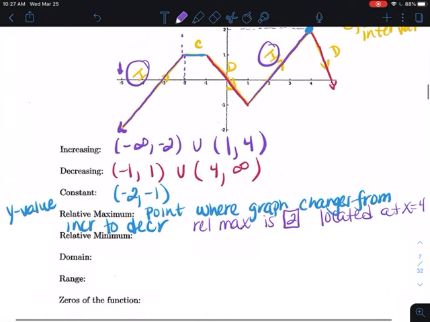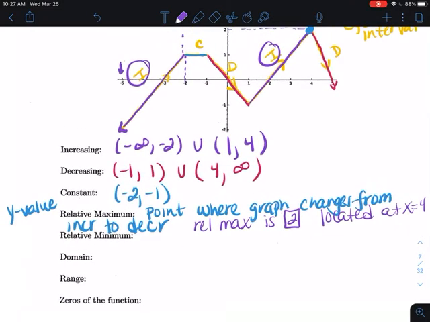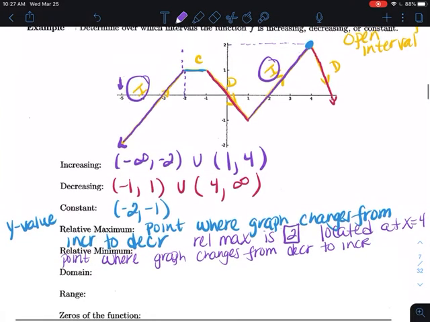All right. Relative min is the point on the graph where the graph changes from decrease to increase. That point will be considered a relative minimum.